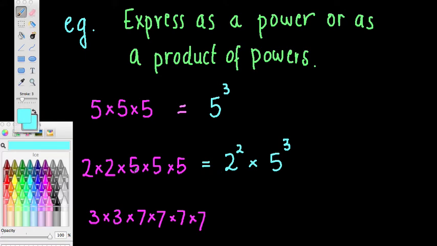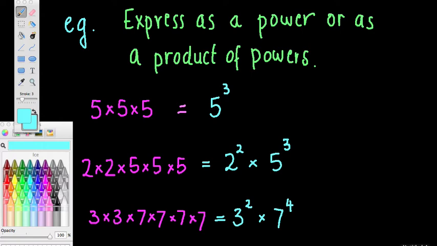Okay, so the last one. Here we have 3 times 3. We know that is 3 squared. We're multiplying that by a different base. This other base is 7. 7 times 7 times 7 times 7 is 7 to the power of 4. Pause here and put these examples into your book as well.